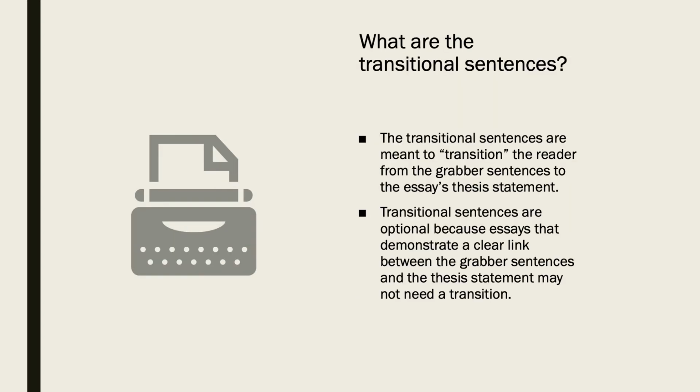So after you've had the attention grabber sentence, you want to include some transitional sentences. These are meant to transition the reader from the grabber sentence to the essay's thesis statement. Transitional sentences are optional sometimes because essays that demonstrate a clear link between the grabber sentences and the thesis statement may not need a transition. For this assignment, you are going to need some transitional sentences to help lead your reader to your thesis statement.